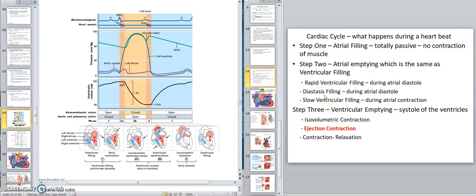Some blood, however, in the atria does not want to go in, so you have to squeeze down the atria. Slow ventricular filling, because you're squeezing it slow. Atrial contraction. So here's atrial contraction. So here's ventricular filling, which would be rapid ventricular filling and diastasis. And right here would be atrial contraction, which would be slow ventricular filling. Okay. What do you do next? You empty the ventricles. Okay.